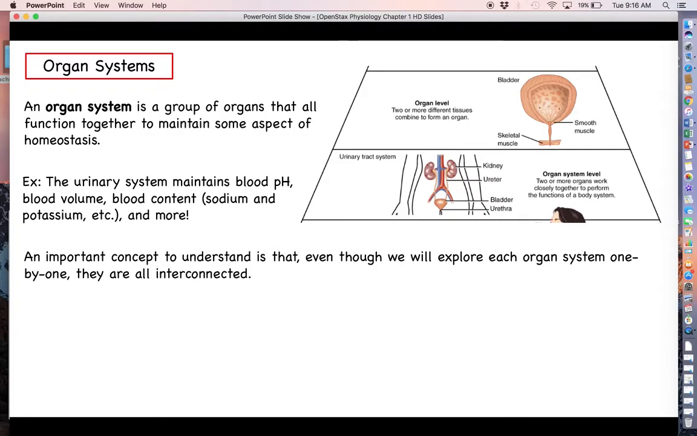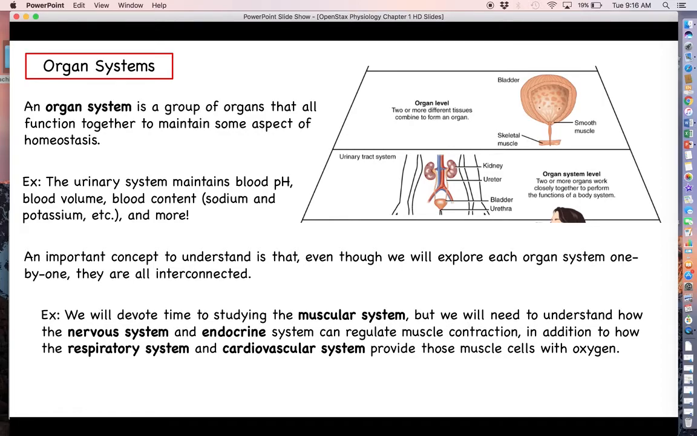So the urinary system, its function is going to in some way depend on the function of the endocrine system or on the cardiovascular system or on the respiratory system. So even though we are going to study these things in a vacuum, we're always going to want to make sure we appreciate the contributions from other organ systems as well.